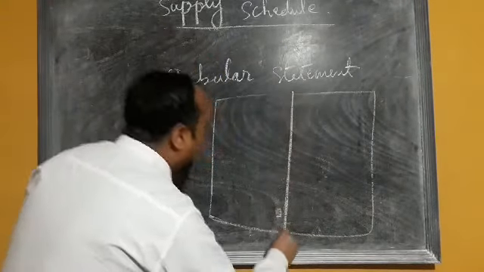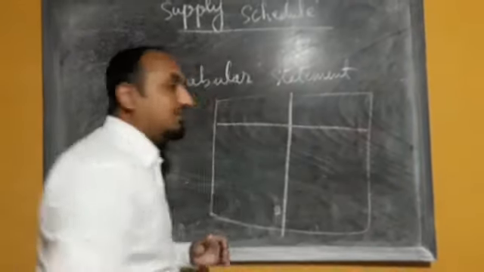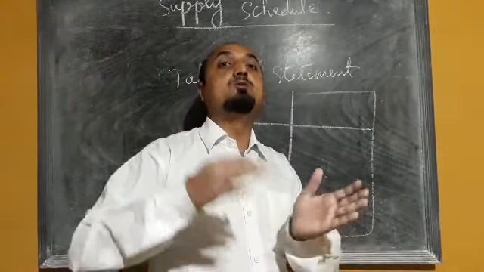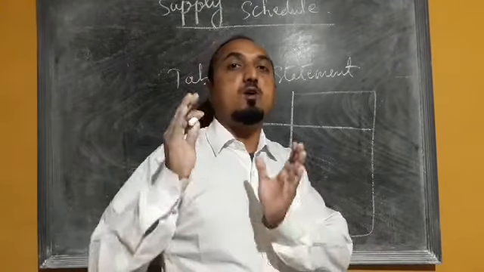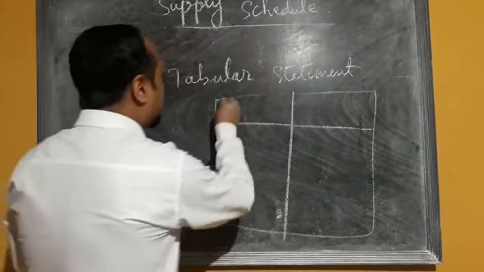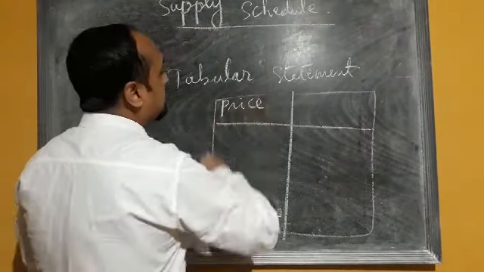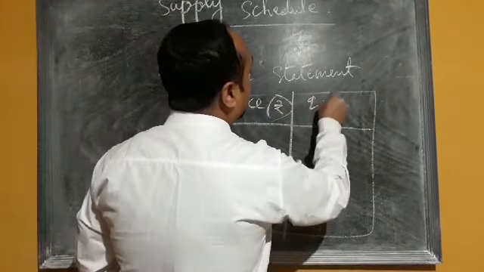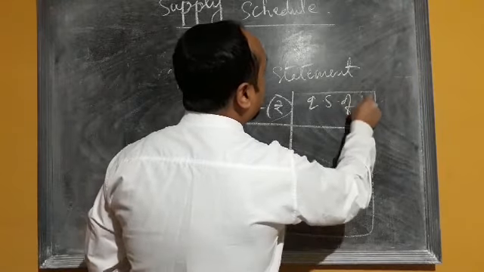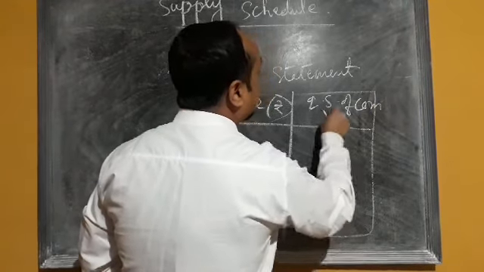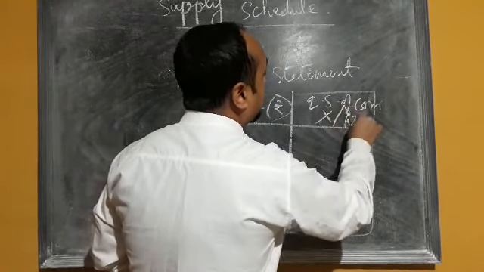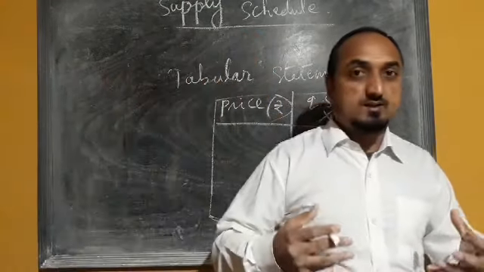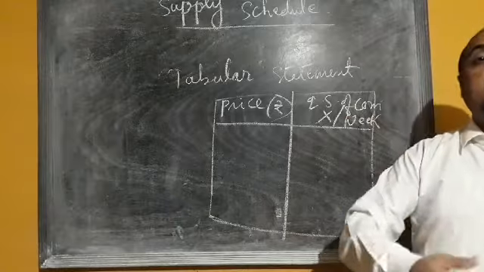So here we will draw a table and that table shows the various quantity that producers are willing to produce and offer for a sale. So here we will consider price, which is measured in terms of rupees. Here we will measure the quantity supply of commodity X per week. That means whatever the quantity supply we are considering, that is being supplied per week.